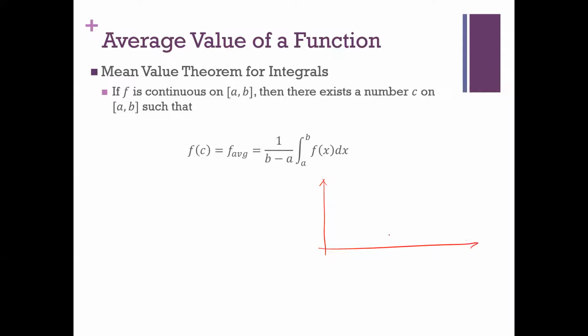so let me try to illustrate this a little bit. If I just have some function here from a to b, this right here will be my f average. No matter what your function looks like, no matter what your average is, there has to be some place where the function is equal to its own average.